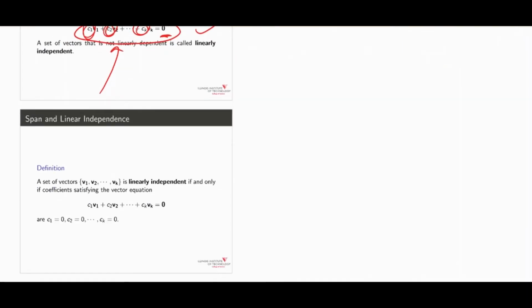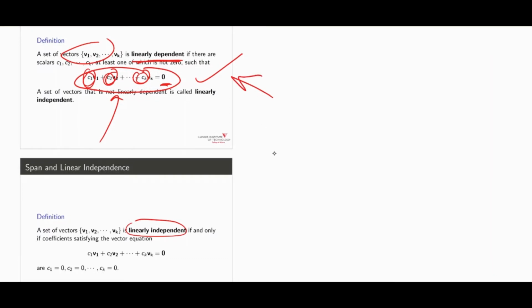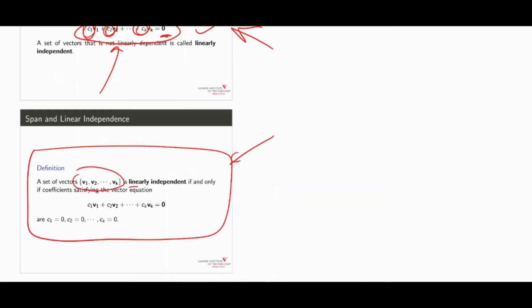We can also look at the equivalent definition for independence. They are the same; we are just negating this statement in order to get this, because when you are not dependent, then you are independent, and if you are not independent, you are dependent. Another definition that we use more often: a set of vectors v1 all the way to vk is called linearly independent, which means not linearly dependent, if and only if the coefficients for these vectors have to be all 0.